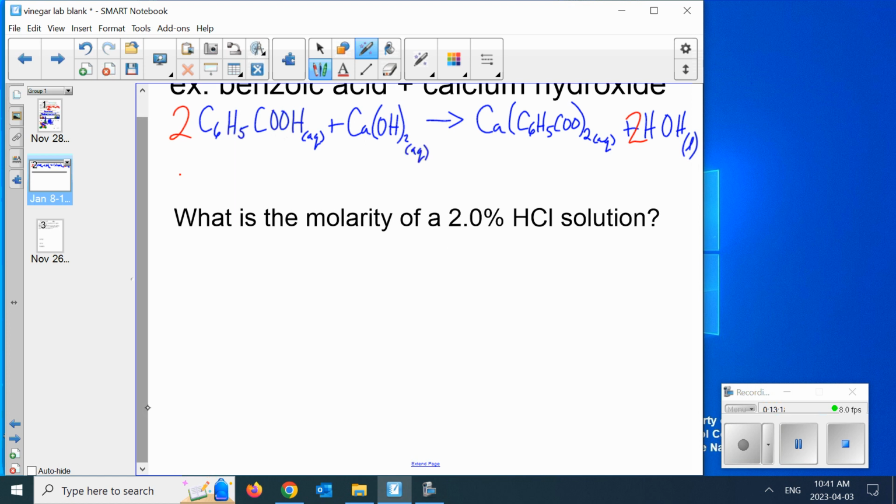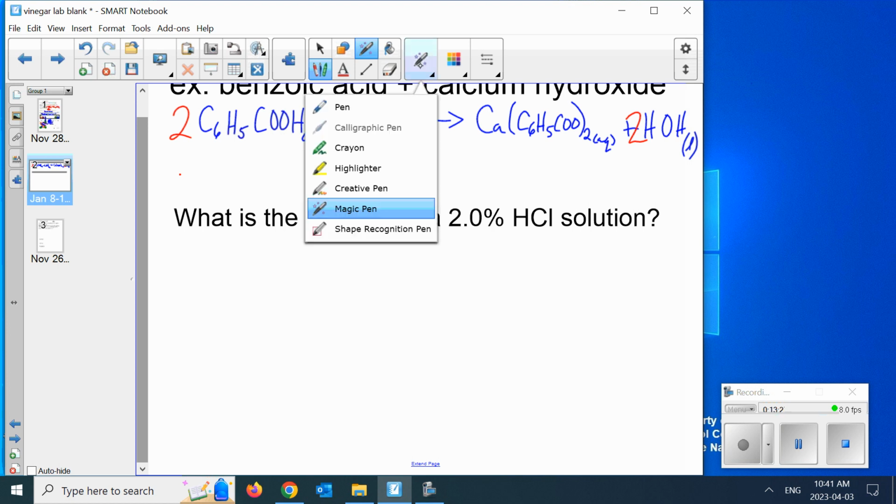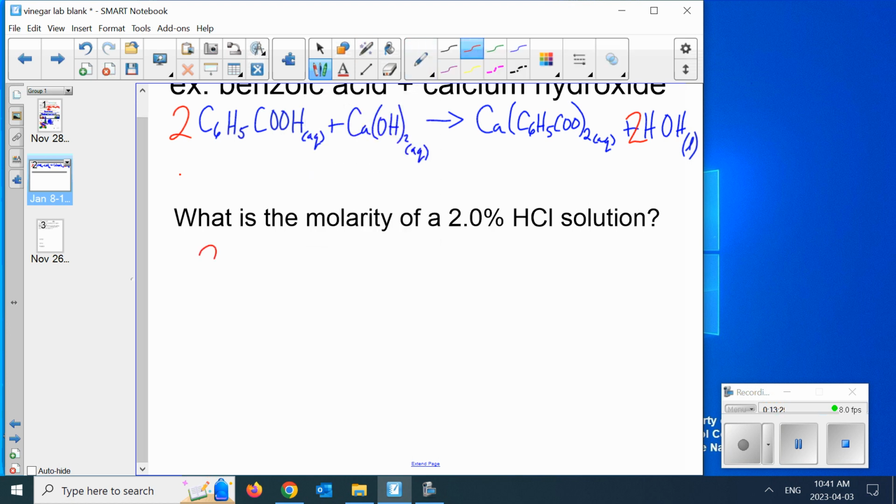Okay. Now another question. Molarity of 2% HCl solution. What is a 2% solution? What does that mean? Well, here's what we're going to write. 2% means that I don't care if it's HCl or vinegar. It means 2.0. Now, it's 2 mils out of 100 mils. That's out of 100 is a percent, right?